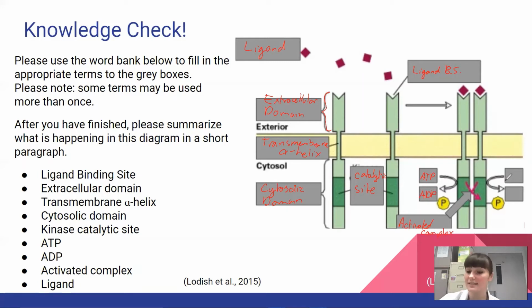And then over here, we see the same thing happening on the other side, ATP donating a phosphate and becoming ADP. Once again, how exactly this is going to go class for class depends on many things. It depends on their knowledge level, how comfortable they are, etc.